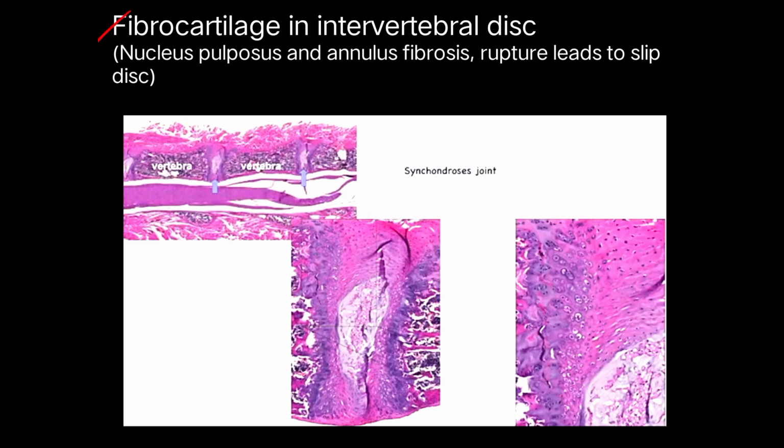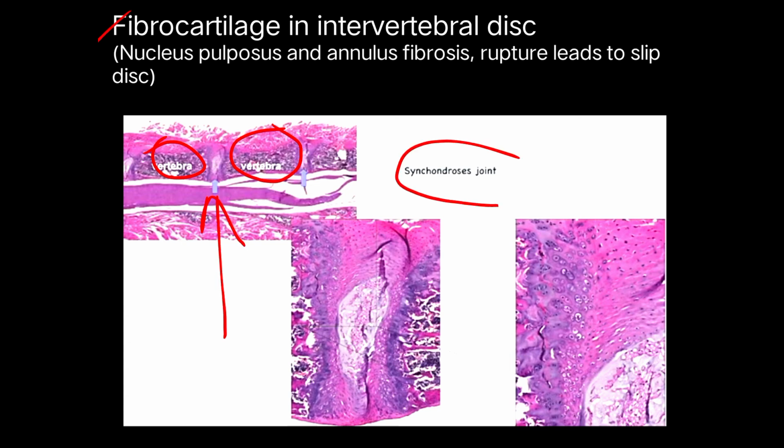Now, fibrocartilage in the intervertebral disc, the nucleus pulposus and annulus fibrosus, when ruptured, leads to a slip disc. So when this fibrocartilage in the intervertebral disc is visible, this is one vertebra in the section image, that is another vertebra, and in between the vertebrae is the fibrocartilaginous structure of the intervertebral disc.